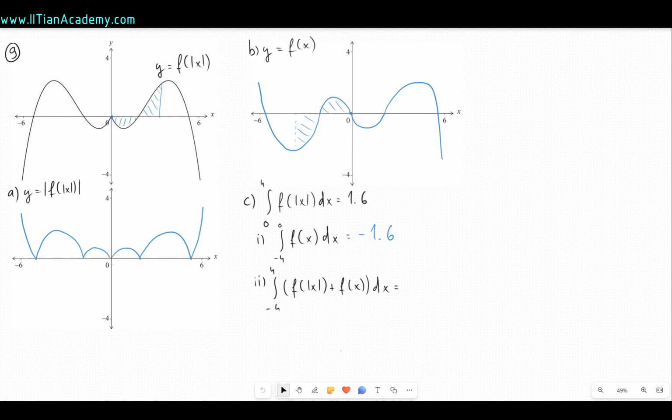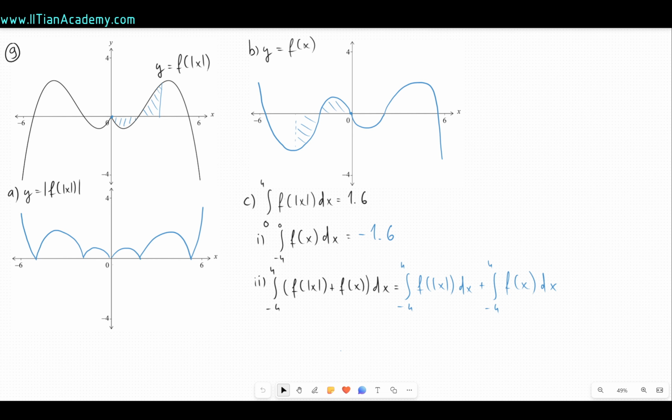And in part 2, we need to again find the integral from -4 to 4 of the sum of two functions. So the first function is f of absolute value x, and then the second function is just f of x. So we can look at these separately as their limits of integration are the same, so we can split it up into two sums. And so we can write this as integral from -4 to 4 of f of absolute value x dx plus integral from -4 to 4 of f of x dx.